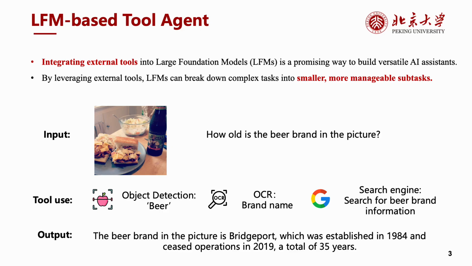By leveraging external tools, LLMs can break down complex tasks into smaller, more manageable subtasks. Here is an instance. The input is: how old is the beer brand in the picture? The tool can decompose the task into three subtasks. The first one is object detection. It can detect the beer in the image. The second one is OCR. It can recognize the brand name of the beer. The third one is the search engine. It can search for beer brand information.